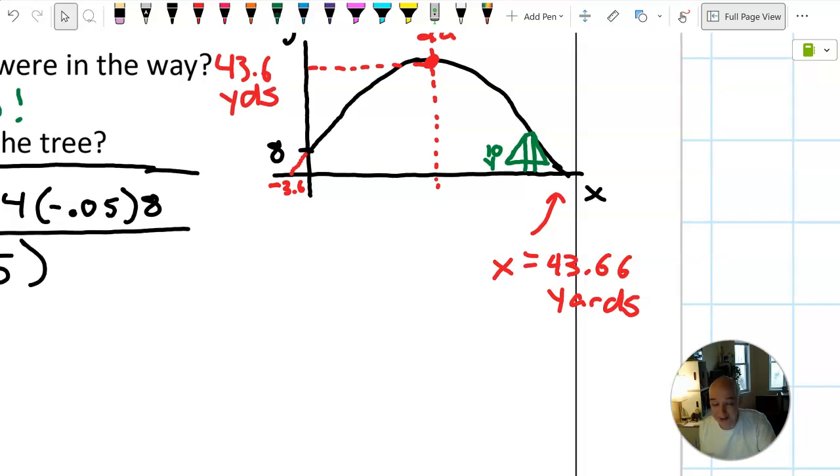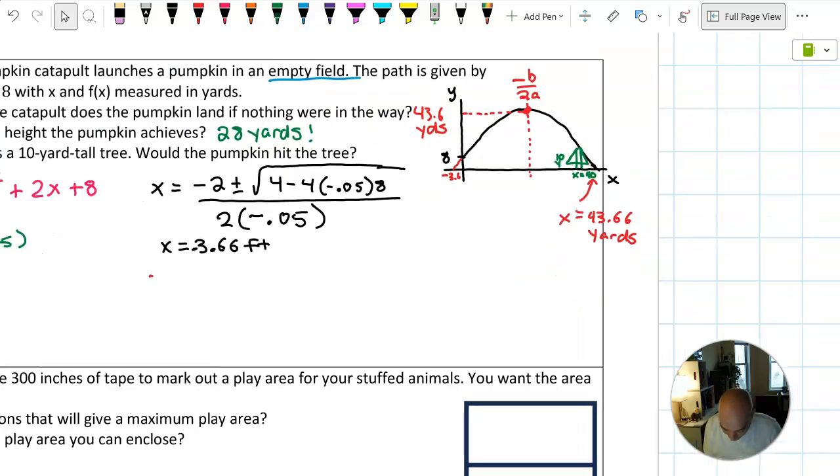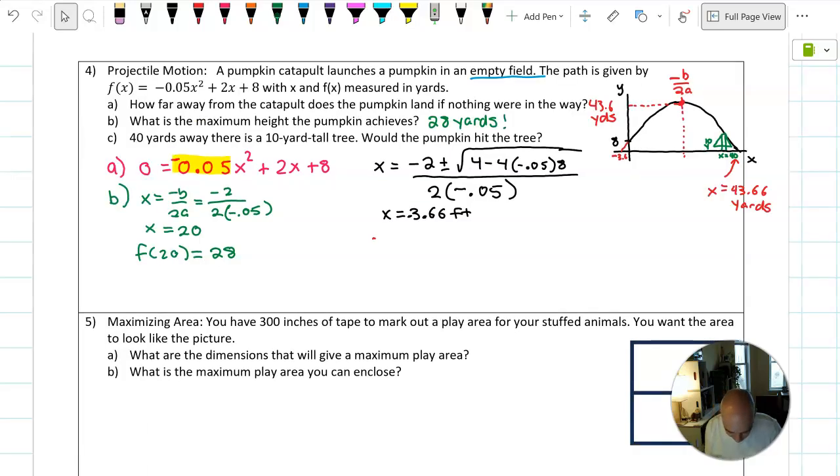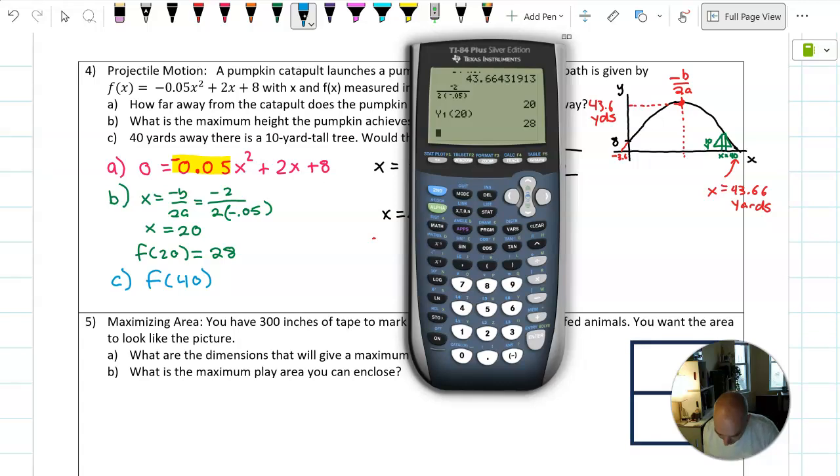Well, really all we need to do is compare the height of the pumpkin at x equals 40 to the height of the tree at x equals 40, which we know is 10. So really to do problem C, all we need to compute is f of 40. And conveniently, on our calculator, because we plugged the equation in, we're ready to plug anything in. We can just go back to y1, and instead of doing y1 of 20, we can do y1 of 40. And it tells us that at 40 yards away, the pumpkin is at 8 feet tall.